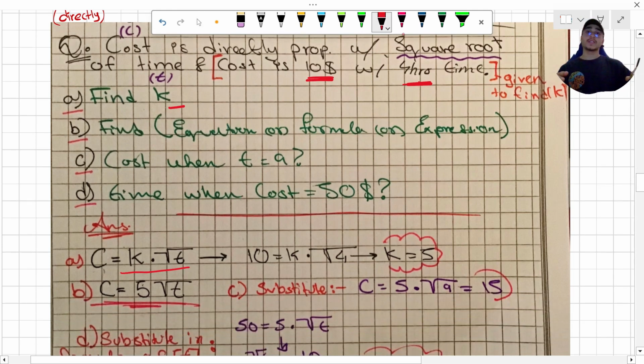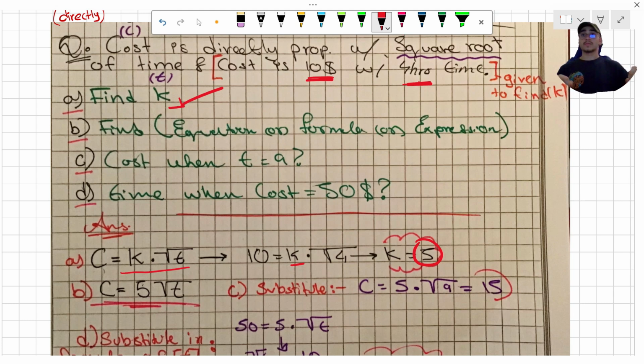Substitute the values. We know c is 10, so 10. We know time is 4, so root 4. 10 is equal to k times root 4. Isolate k, you're going to find k is equal to 5. That's step 1 done, or part A done. Find the equation or formula or expression.